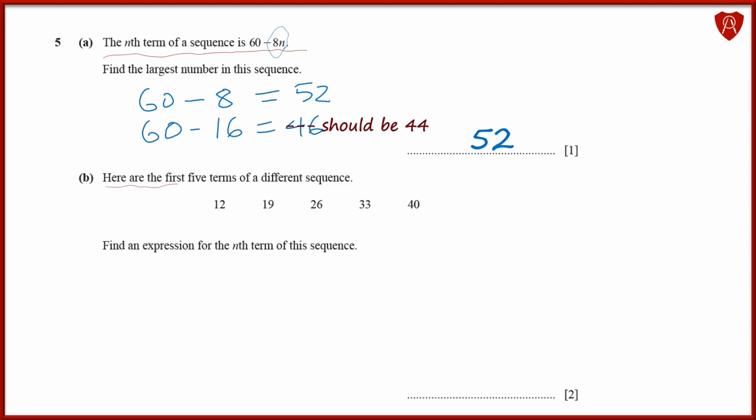Here are the first 5 terms of a different sequence. First, second, third, fourth, fifth. What we've just listed are the values of n. We now need to check if the sequence has a common difference between the terms. First term to second term gives us 7. We take a leap of 7, 7, 7. And yes, there is a common difference of 7.